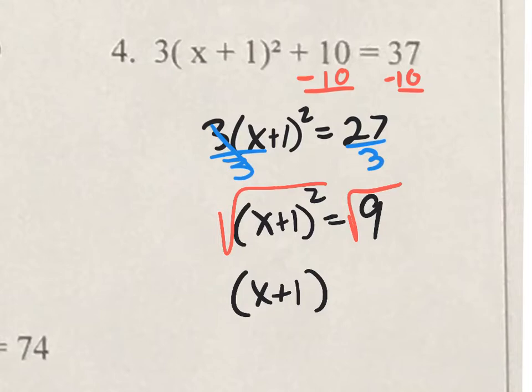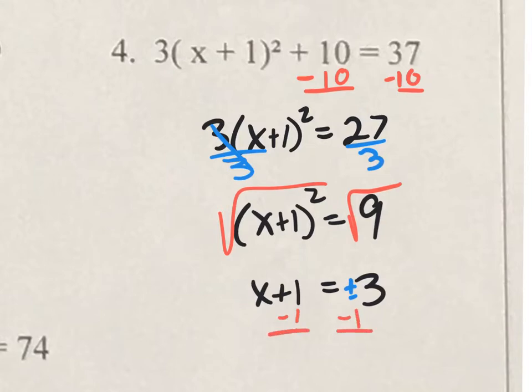Actually, I don't even need these parentheses anymore because the square is gone. I just have x plus 1 equals 3. But I need to put a plus or minus right in front of my answer. I need one more step. What is that other step to get x by itself? Subtract 1.